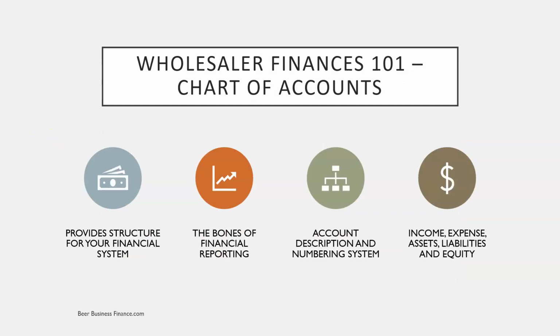This is really what's going to provide structure for your financial system. This is the listing of all the income and expense, the assets and the liabilities that you want to track in your business. It forms the bones of your financial reporting. Whatever you have in your chart of accounts gets organized and grouped and ultimately will create your income statement and balance sheet and statement of cash flows. So we have some structure to our chart of accounts. We've got an account number, account description, so that we can properly organize all the things we want to track.